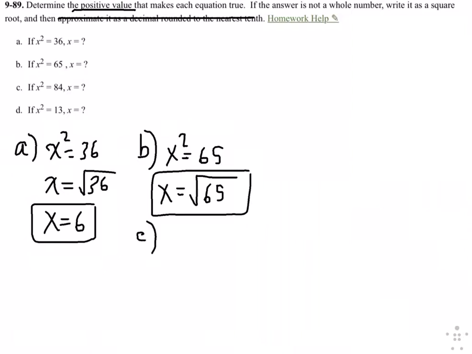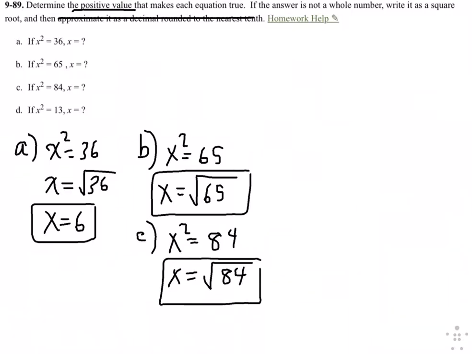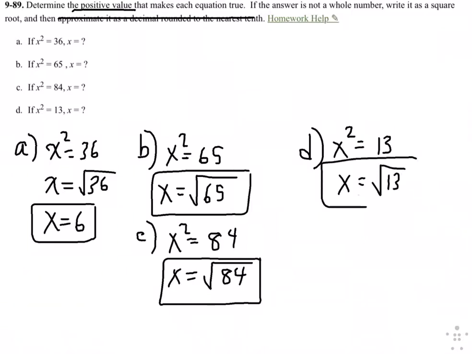For C, x squared equals 84. So x equals the square root of 84. And we could leave it like that. And D, x squared equals 13. And x equals root 13. And we can leave it like that.